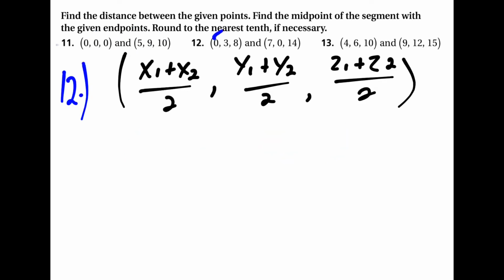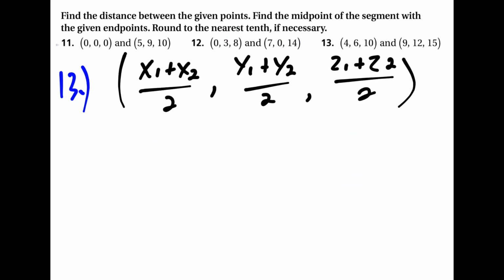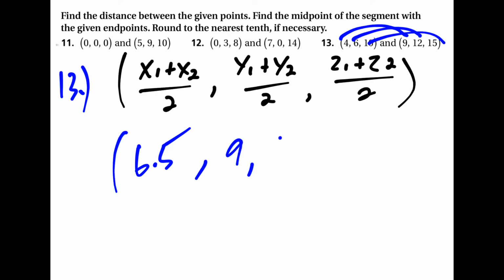For 12, the average of 0 and 7 is 3.5. The average of 3 and 0 is 1.5. And the average of 8 and 14 is 11. There's my midpoint. For 13, the average of 9 and 4 is 6.5. The average of 6 and 12 is 9. And the average of 10 and 15 is 12.5. There's my midpoint.